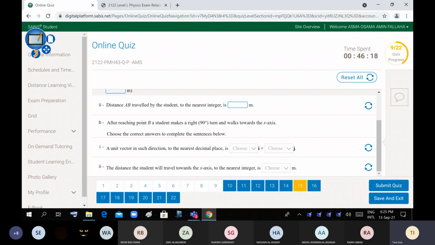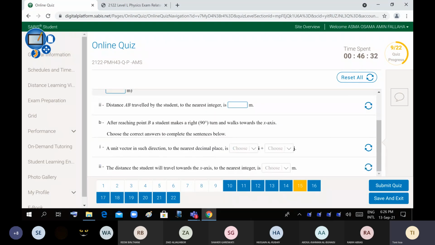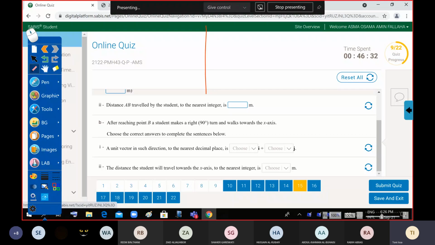Are you still with me? Yes. Hopefully you are. Okay, so you can see here that after it reaches point B, what happened? Let's go back to check point B. It is at 2i minus 4j. So if I want to draw 2i minus 4j, this is what we will see. This is point B here. So what happened when this kid reached this point here? This is what he did. Okay, he turned with an angle of 90 degrees. This is what he did.